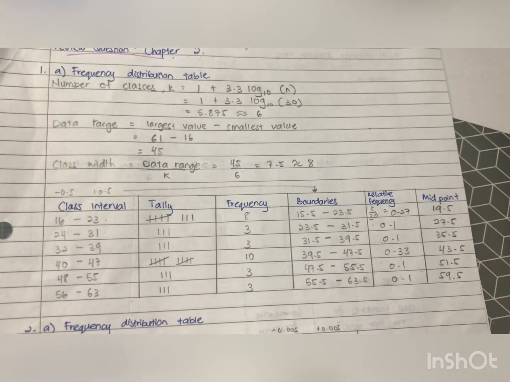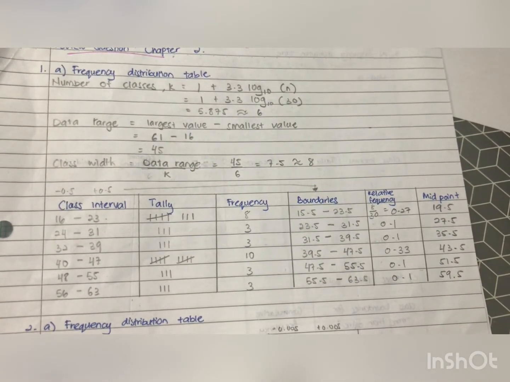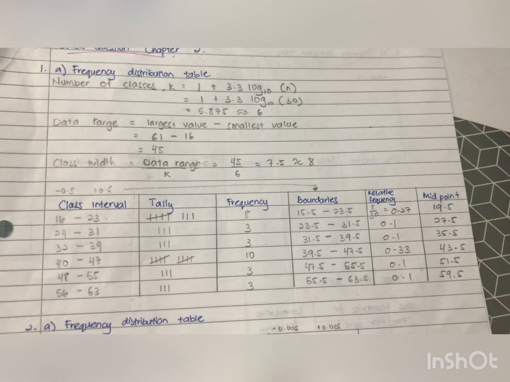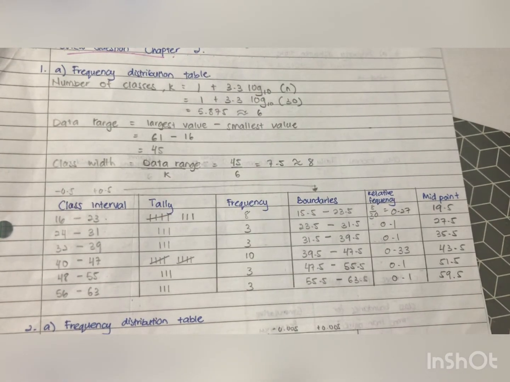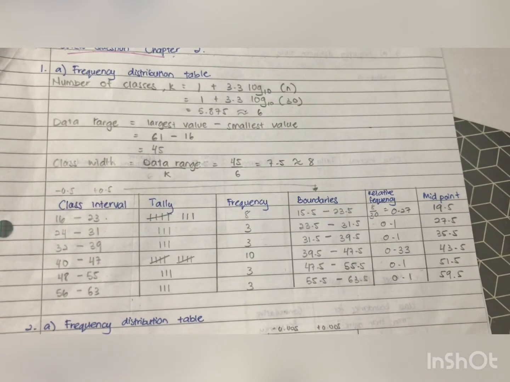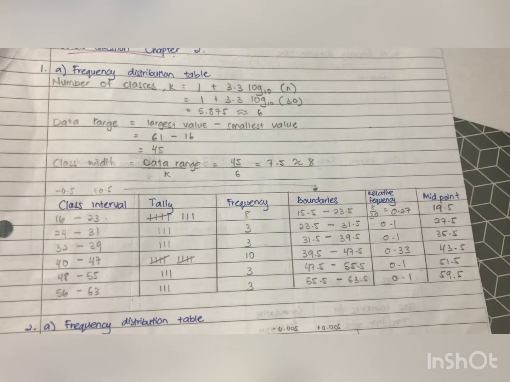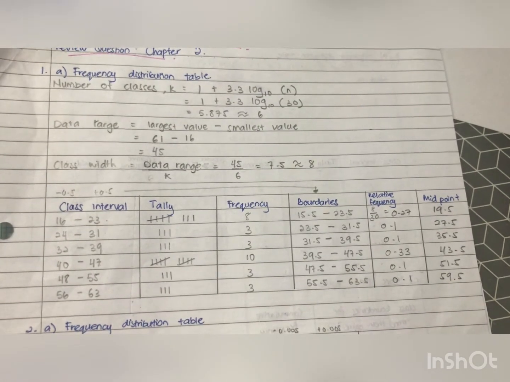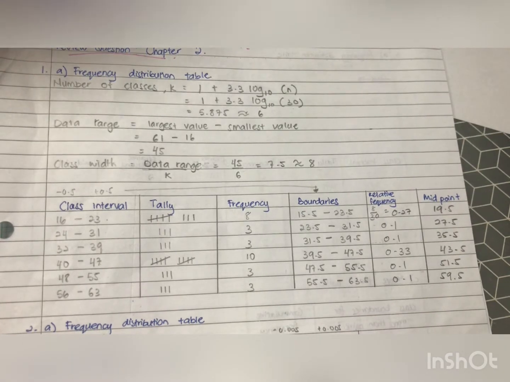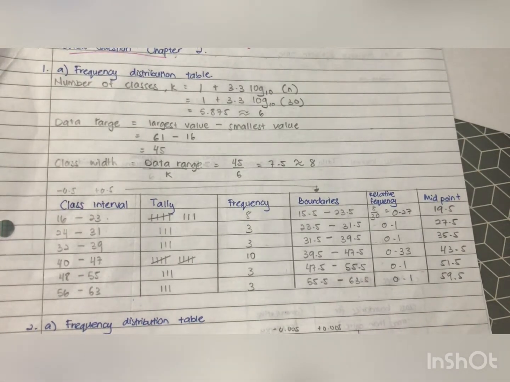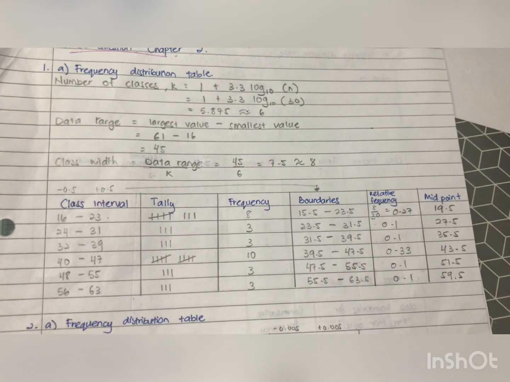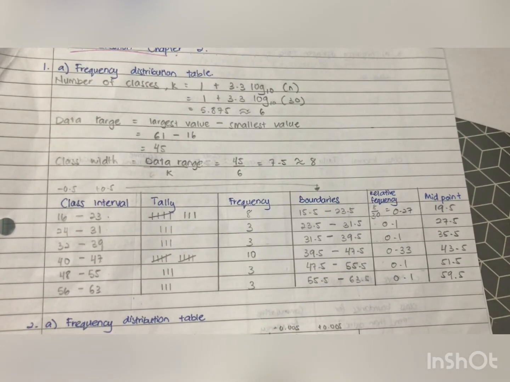After we finish finding the three main things, which are the number of classes k, data range, and class width, we will construct a frequency distribution table. The frequency distribution table will contain class interval, tally, frequency, class boundaries, relative frequency, and also midpoint. So how to find the class interval? First of all, you need to put the smallest value in front.